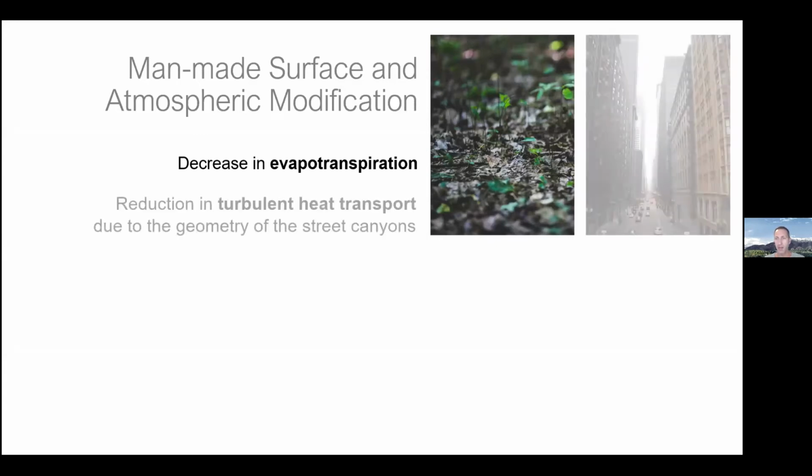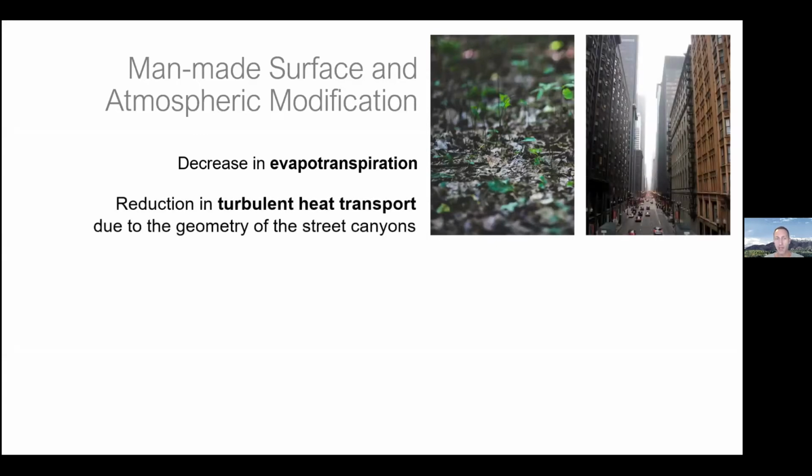The second way is that you also have a reduction of thermal radiation escaping the surface areas through turbulent heat transport, right? You've got these city canyons, and what happens is the radiation just bounces back and forth between buildings and gets trapped in these street canyons, resulting in heating of the air and an increased urban heat island effect.